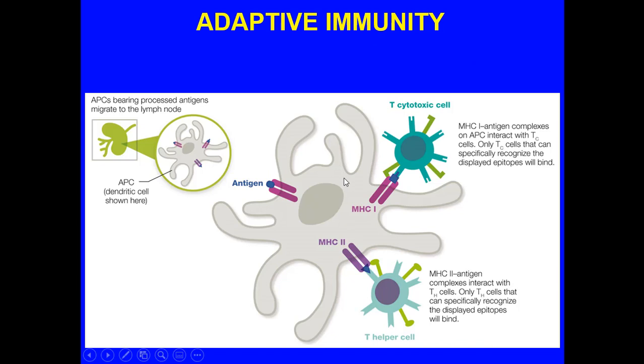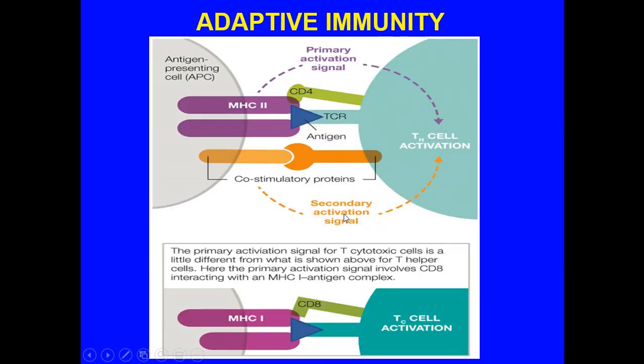And you can see this. If this is your APC, and in this case they were using the example here of a dendritic cell, the MHC1 antigen complex is going to interact with T cytotoxic, and you can see that link up right here. MHC2 antigen complexes interact with T helper cells, and you see this complex here. Now, keep in mind, antigen presenting cells, such as dendritic cells, can have both MHC1 and MHC2. And here is the big handshake.